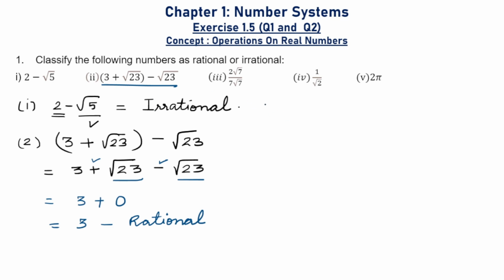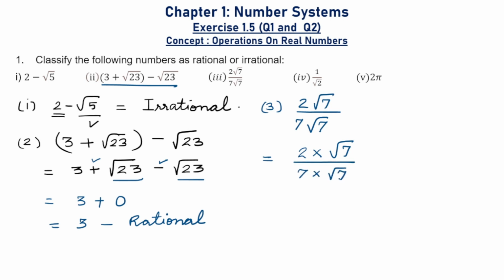Now let us do the third question. So in question number 3, it is 2 root 7 and 7 root 7. Now let us write it as 2 into root 7 because we can write it so, and 7 root 7 is 7 into root 7. Now this root 7 and this root 7 will actually cancel each other because they are like terms here. So they are going to cancel out, and we are left with 2 by 7. And 2 by 7 is a rational number.